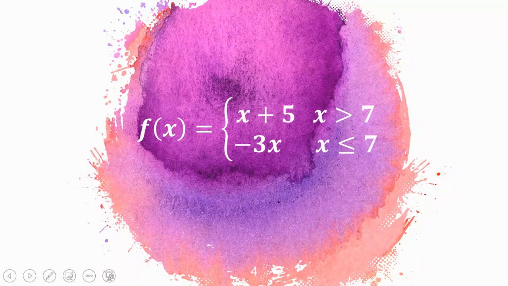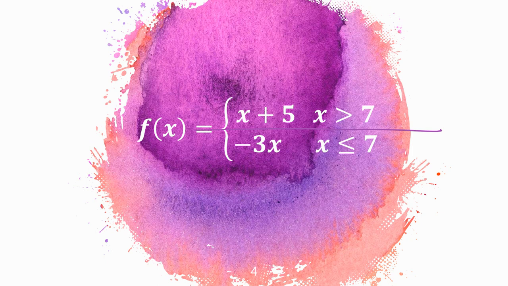So here we have a piecewise function, and we've got two parts here, okay? So we've got an x plus 5. That's for all values of x that are greater than 7. And we've got a negative 3x, and that's for all x values that are equal to or less than 7. So we've got to split this into its two parts. The first part, when x is greater than 7, we would add 5 to that number. And when x is less than or equal to 7, we would multiply by negative 3.